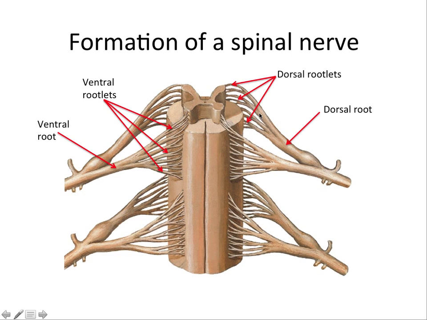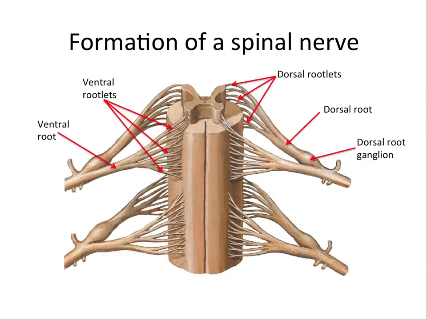Now, the cell bodies for the axons that are contained within the dorsal rootlets and the dorsal root are located here. And this is a little swelling that you'll see just lateral of the dorsal root, and we call that the dorsal root ganglion. And now remember that a collection of cell bodies in the peripheral nervous system is known as a ganglion.